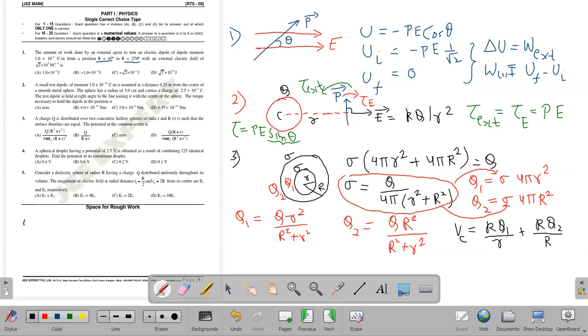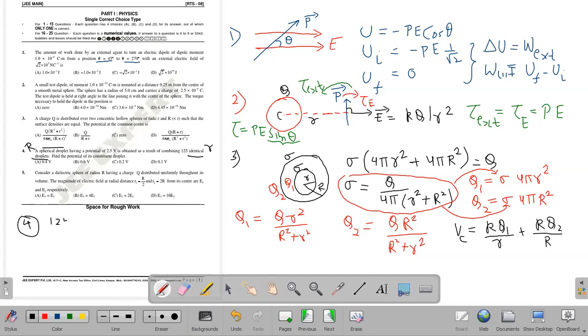Then coming to the fourth question. A spherical droplet having a potential of this much is obtained as a result of combining 125 identical droplets. Let these identical droplets have radius small r, and let the radius of that big spherical droplet be capital R. First we will find the relation between these two radii by equating their volumes.